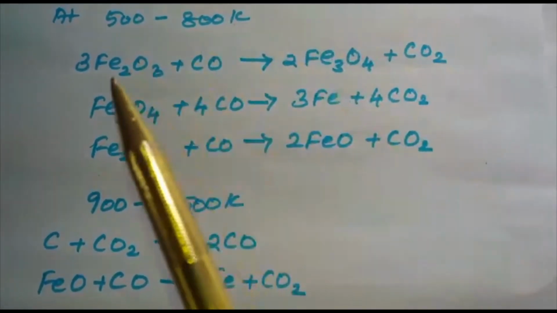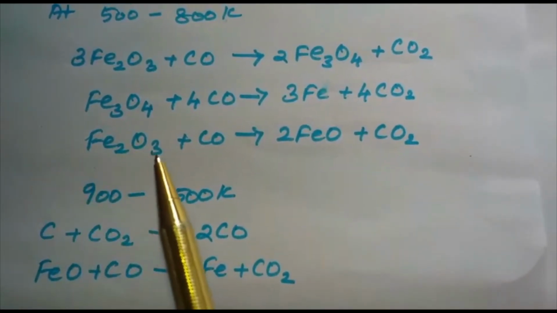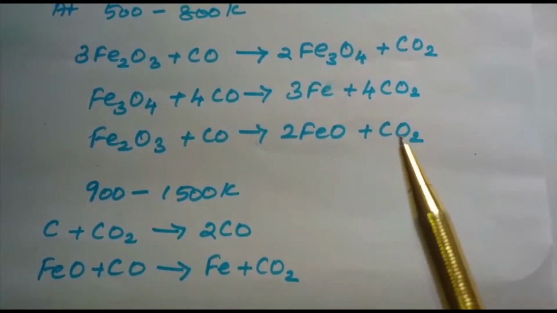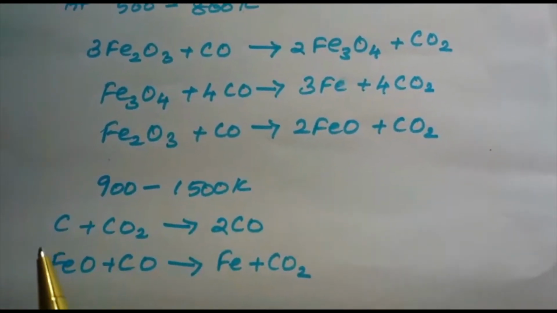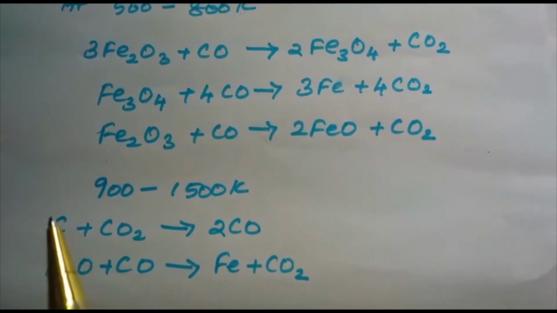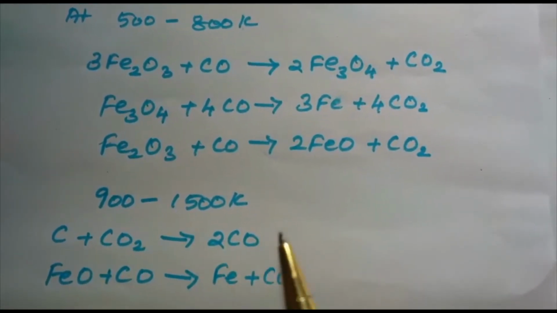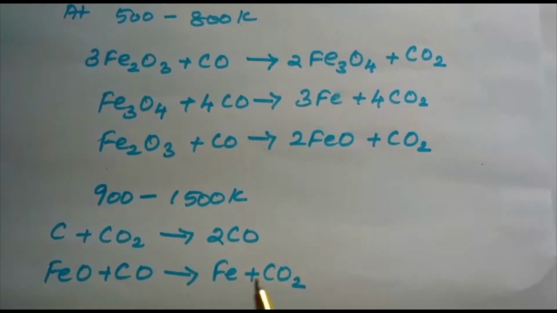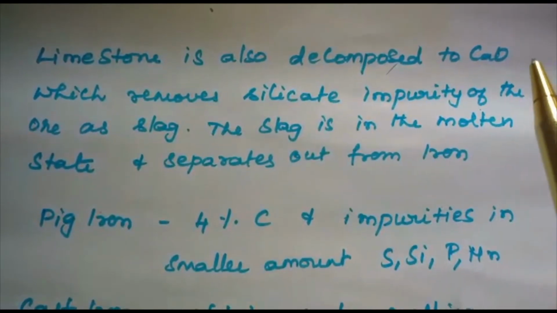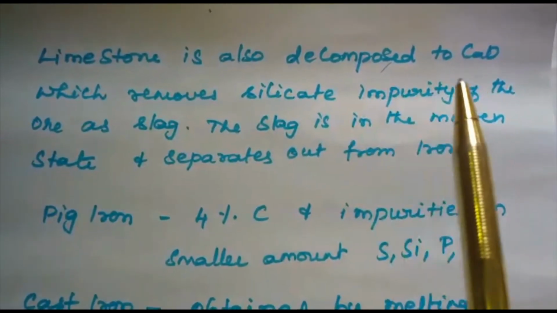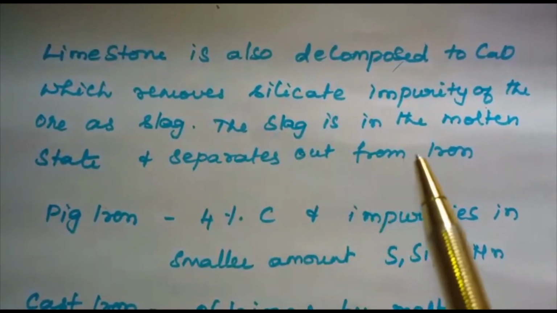Fe3O4 plus CO gives Fe plus CO2. Fe2O3 plus CO gives FeO plus CO2. At 900 to 1500 Kelvin, the higher temperature range, coke is used as the reducing agent. C plus CO2 gives 2CO and CO plus FeO gives Fe plus CO2. Limestone is also decomposed to CaO, which removes silicate impurity of the ore as slag. The slag is in the molten state and separates out from iron.